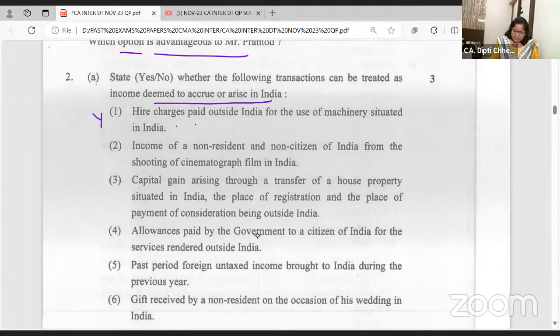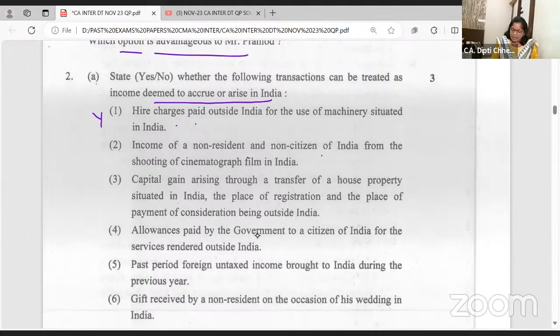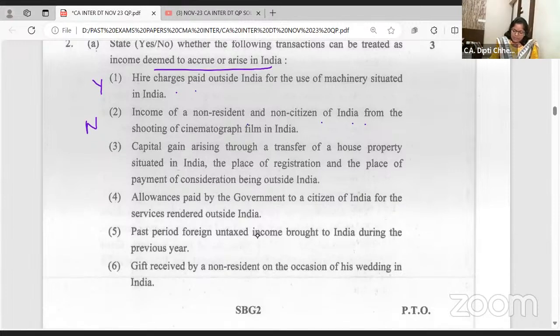Is it clear? Right. Income of a non-resident and non-citizen of India from shooting of a cinematography film in India. So we know that this is exempt. Foreigners coming to India, shooting a Hollywood movie in India and going in the jungles of India. Happens, no? So sharing of news, views, shooting of cinematography, these are specifically exempt. So no, it's not accrued in India. Capital gain arising through transfer of property, place of registration and place of payment is all outside India. Buyer may be outside India, seller may be, but where is the property? In India. Is it taxable in India?